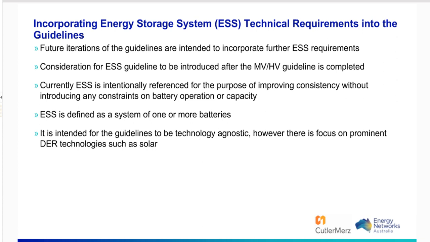Lots of comments around ESS, and I touched on this briefly earlier, and the idea is really a sense of making sure that we're capturing the prevalence and the high penetration of solar PV at the moment without discounting ESS, so much so that there is a strong sense within the ENA and amongst stakeholders that after the completion of the MV and HV guidelines, which is due by July 2019, the next guideline to follow is one that's focused on ESS and how the technical requirements for connection relating to ESS are captured within that guideline.